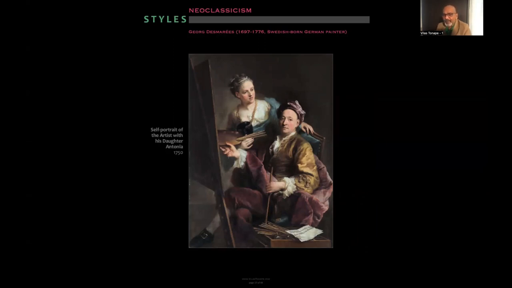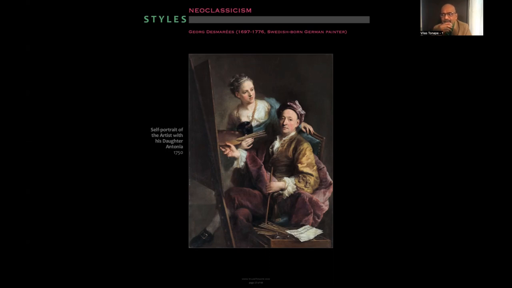So you can have a concept that is not religious, but very personal. Personal, secular, but at the same time, personal. And nothing can be more personal than having your family member, your daughter or your child, in a painting with you. And that's what you see here. And it's an incredible painting, no doubt. He was a Swedish painter, you know, son of an immigrant.